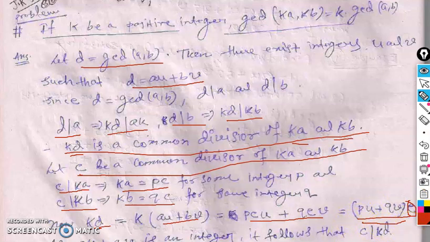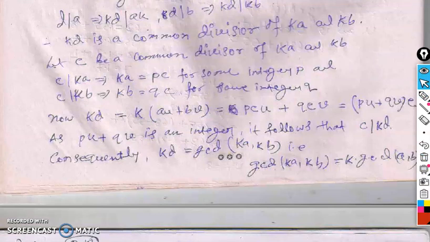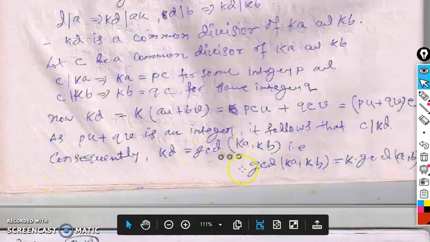Since it represents some integer into c, which proves that c is a divisor of kd, that means if we consider c is any common divisor of ka and kb, then you can easily observe that c is also a divisor of kd. That means kd should be the greatest common divisor of these numbers. Consequently, kd is the GCD of ka and kb, which proves the result. And that's all for this lecture.